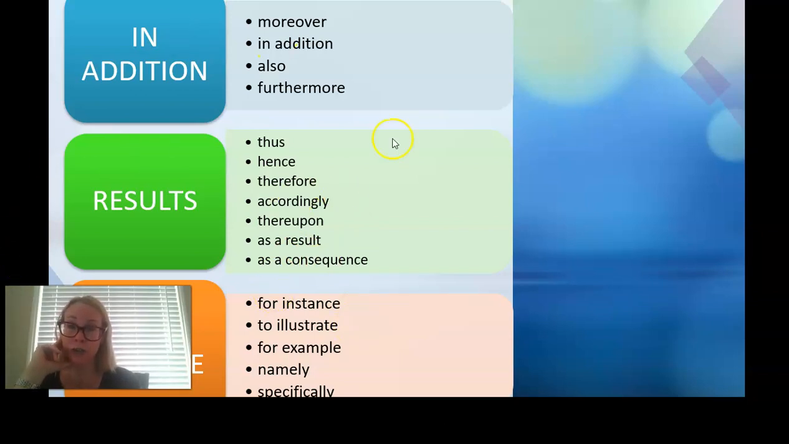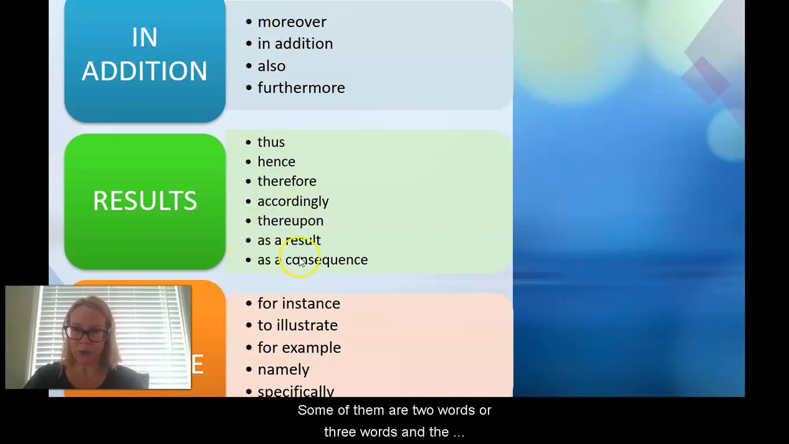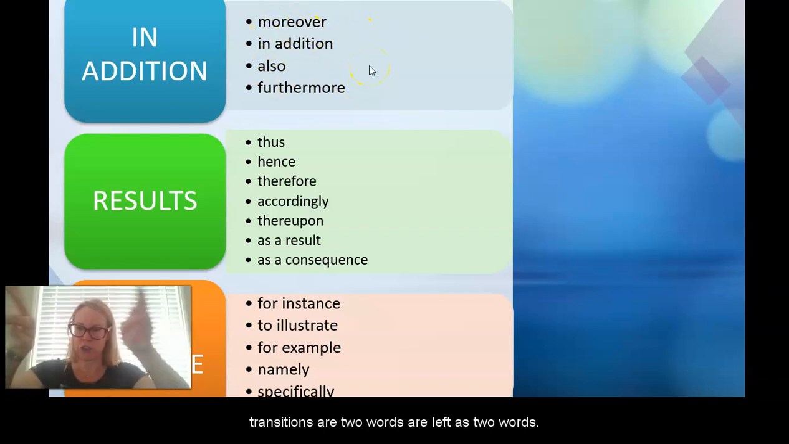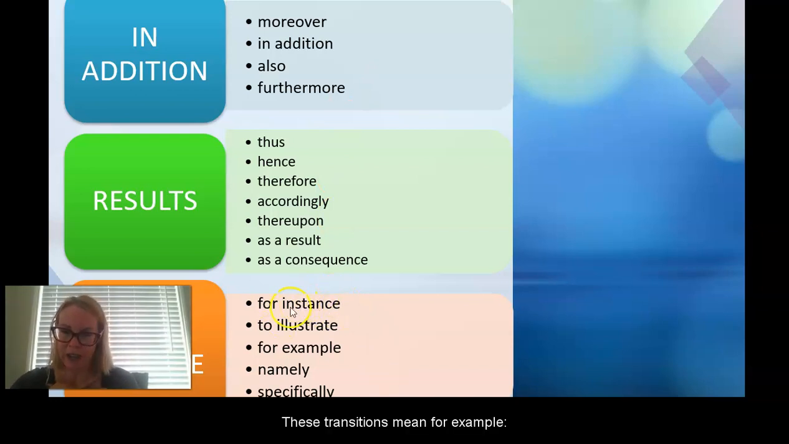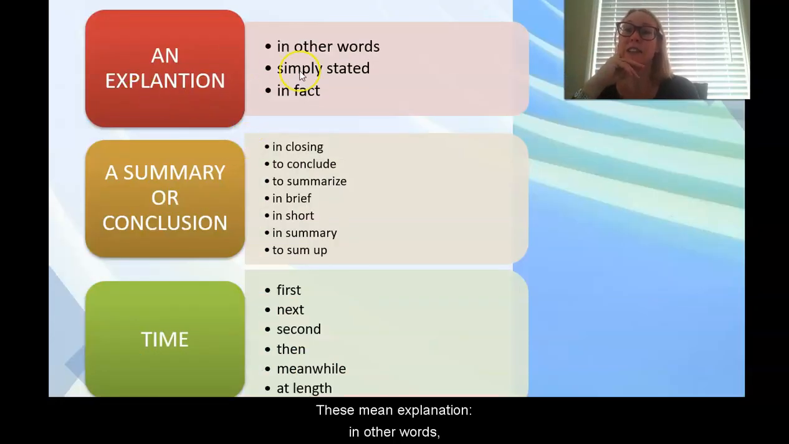You will notice too that some transitions, like moreover, are just 2 words, more and over, shoved together with no space. But some of them are 2 words or 3 words, and the spaces still appear. So you do have to spend some time memorizing which transitions are shoved together and which transitions are left as 2 words. These transitions mean an example, for instance, to illustrate, for example, namely, specifically. These mean explanation, in other words, simply stated, in fact.